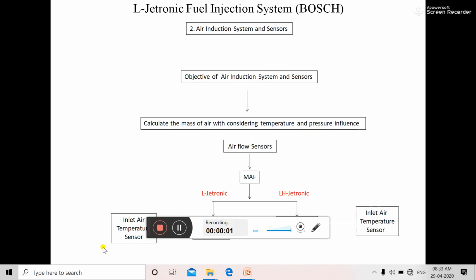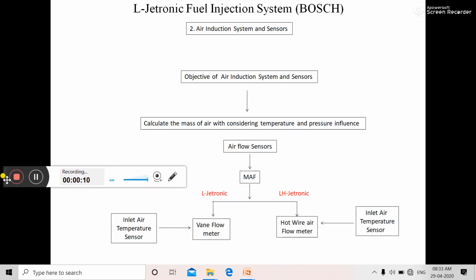Hello class, now we'll see the air induction system and other sensors which help to meter the quantity of air in order to regulate the quantity of fuel injected into the combustion chamber. So the objective of the air induction system is to first of all calculate the mass of air considering temperature and pressure influence.